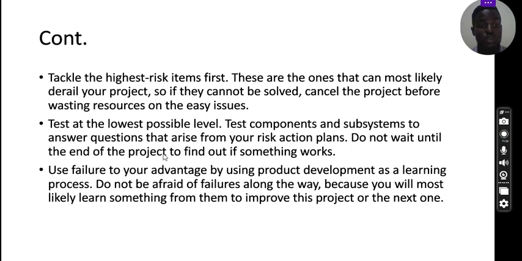Then use failure to your advantage by using product development as a learning process. Sometimes we'll be afraid of failures. Yet those failures, it's where we learn something out of them. We learn how to improve our project to the next level. Or maybe if a failure has happened within this project, if you're in another project, learn from that very failure for you to come up with a successful one this time around.